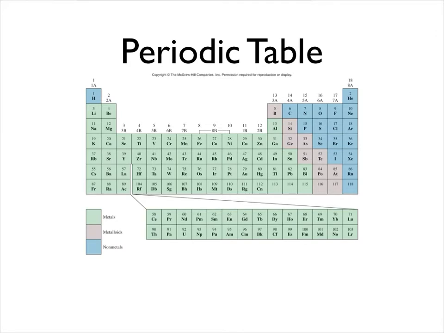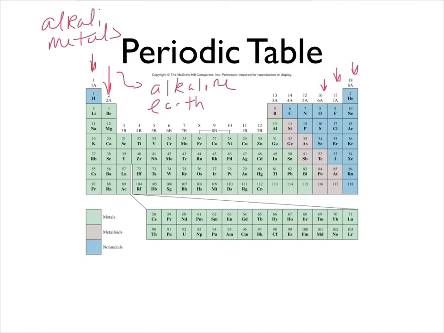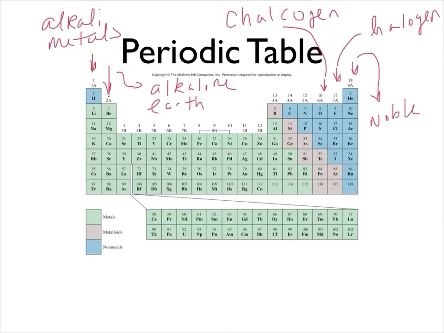Additionally, some of these families have special names that you'll need to know. So let's talk about these special families. They are in the main group: Group 1A, Group 2A, Group 6A, 7A, and 8A. So Group 1A are known as the alkali metals. Group 2A are the alkaline earth metals. Group 6A here are known as the chalcogens. Group 7A are the halogens. And then finally Group 8A are the noble or inert gases. Noble or inert gases.